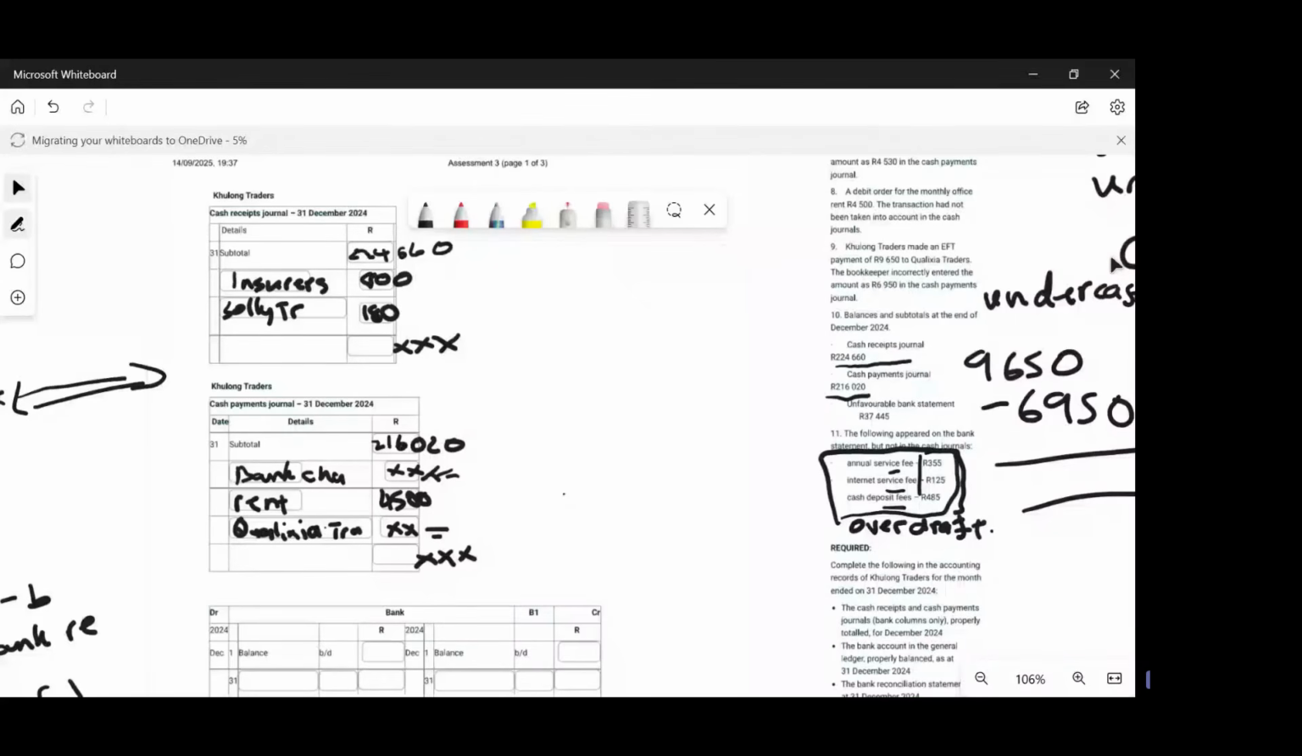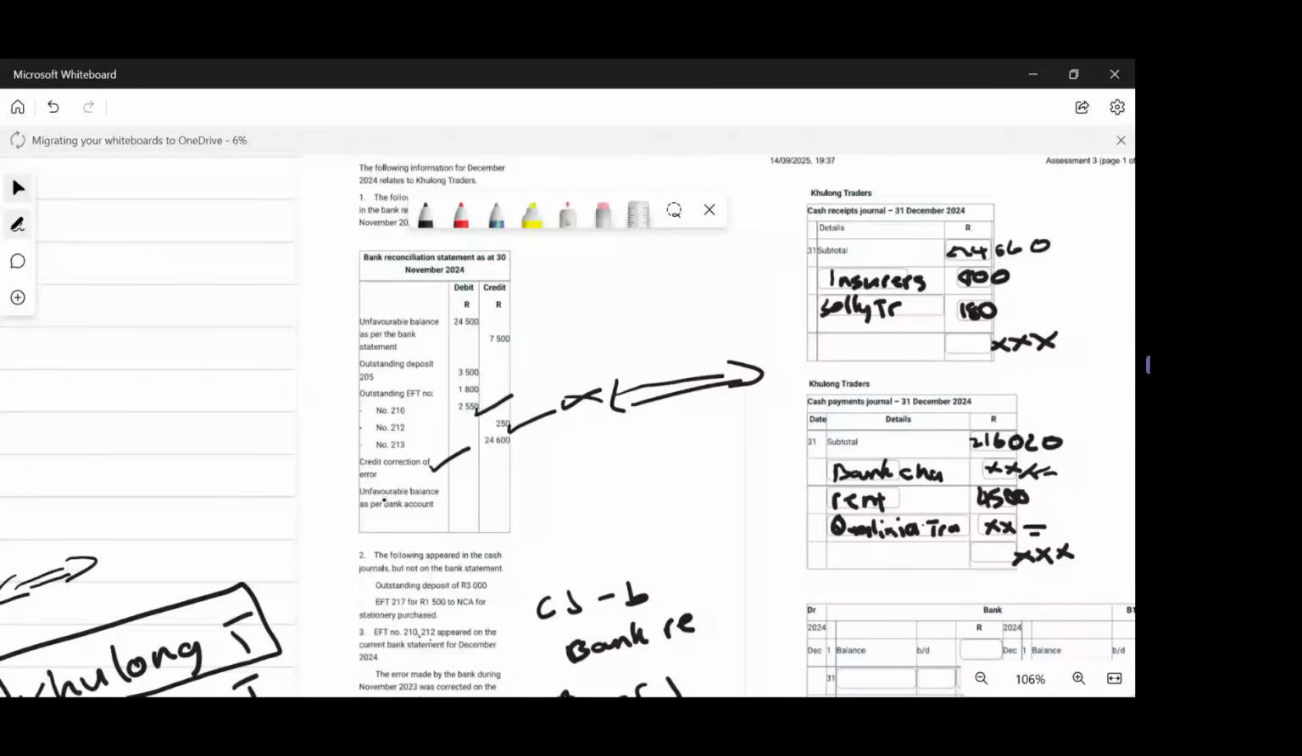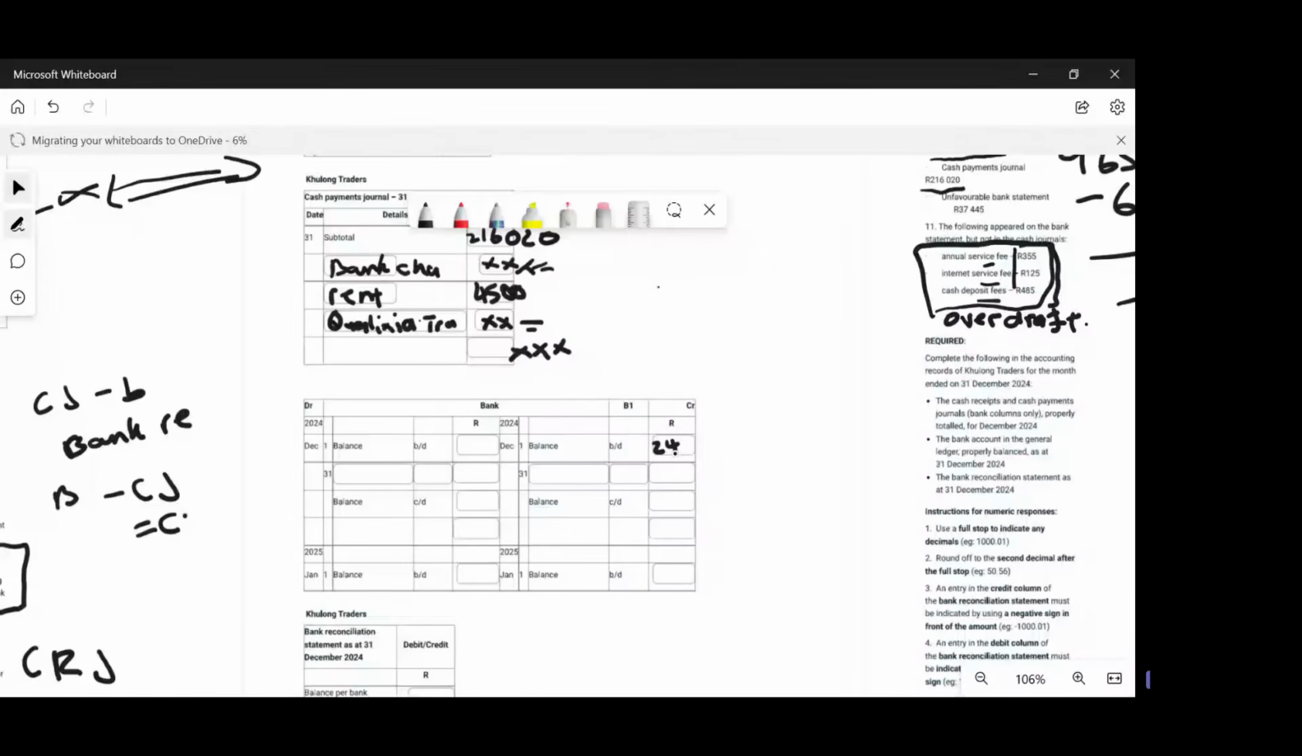You can see unfavorable balances per bank account. It's on the credit side. Do you see that? Which means if it's unfavorable, we go to our bank, which means our balance b/d will be on the credit side because it's a negative amount, which means here it's going to be 0.